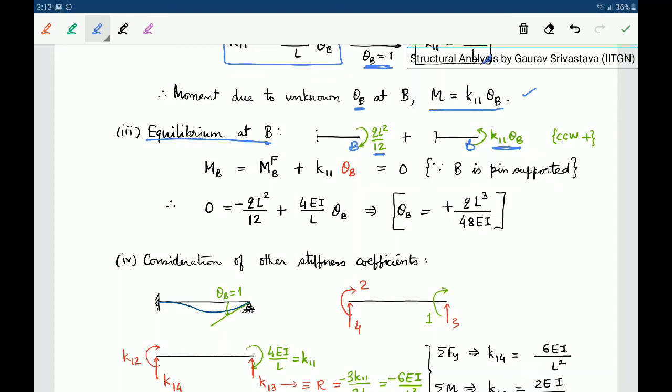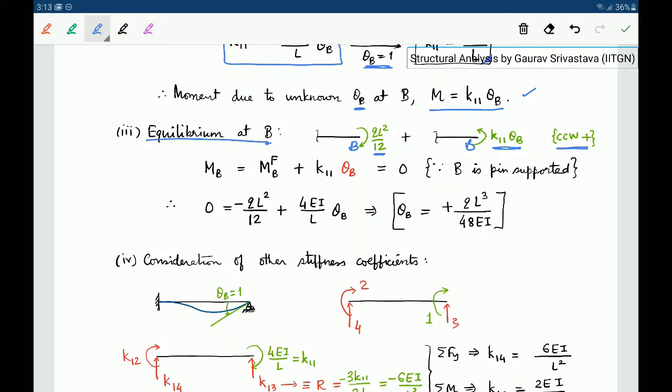And now since we are dealing with equilibrium of a joint, we need to define a certain sign convention. The sagging and hogging convention applies to a structure, to a beam. But since now we are looking at equilibrium of a joint, we will have to choose a certain sign convention. In this case, let us say we are choosing that the counterclockwise moments are positive.